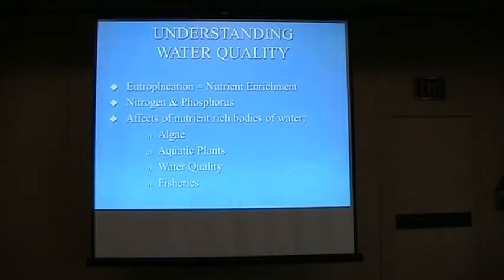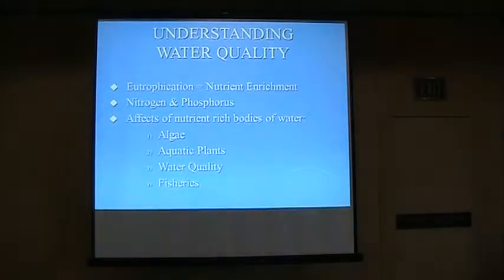A lot of detail has been spent today, which is great stuff, but I want to talk about eutrophication, which is basically nothing more than nutrient enrichment, mainly comprised of nitrogen and phosphorus. Of course, this affects the growth of algae, aquatic plants, and fisheries and the like.